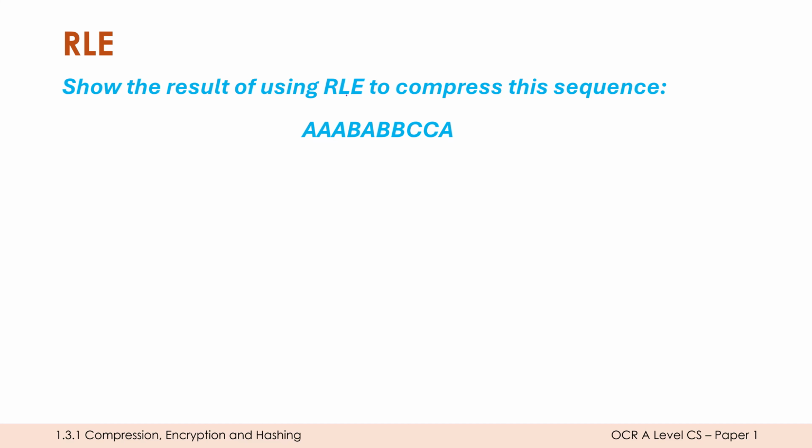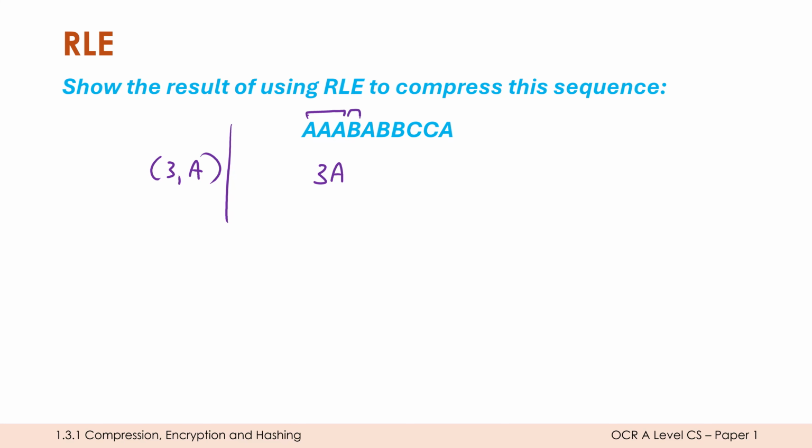We need to apply RLE to this sequence of characters here. So it's not pixels anymore, it is characters, so text. Well, one other way we could represent it is like this. First of all, I've got 3 lots of A. So I could do 3, comma, A like that. But I also might want to do shorthand and just go 3A.